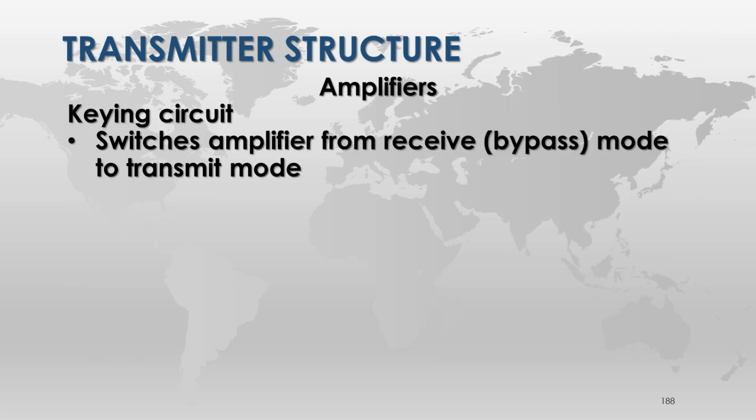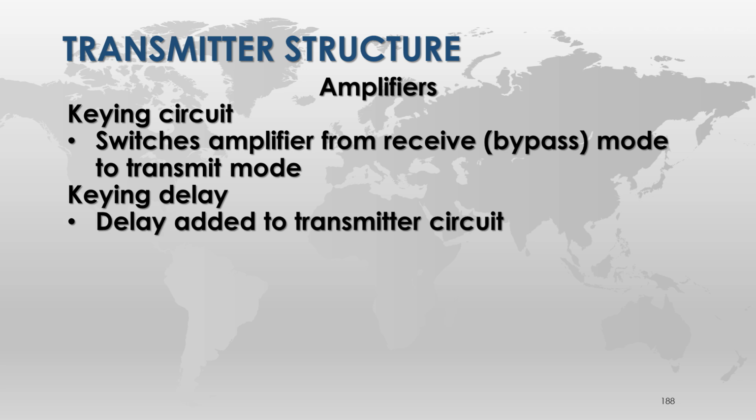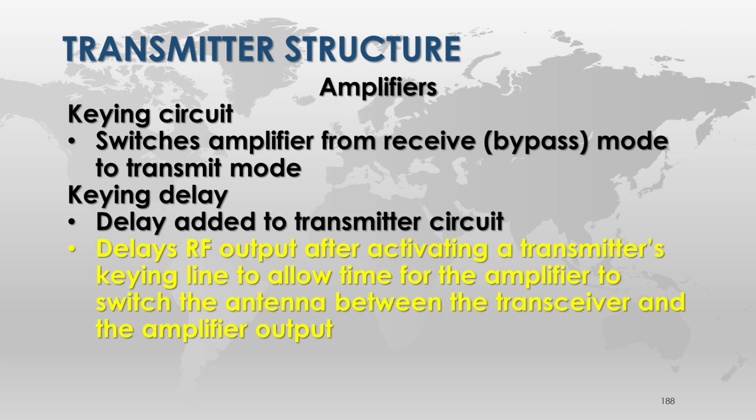Through all that circuitry to amplify, it just goes straight to your radio. But when you transmit, it turns it over and stuffs it out through the amplification stages. Keying delay is added to the transmitter circuit, and it delays the RF output after activating the transmitter's keying line to allow time for the amplifier to switch the antenna between the transceiver and the amplifier output.